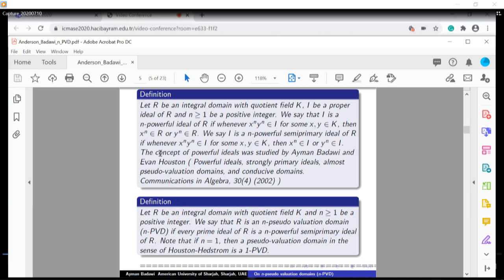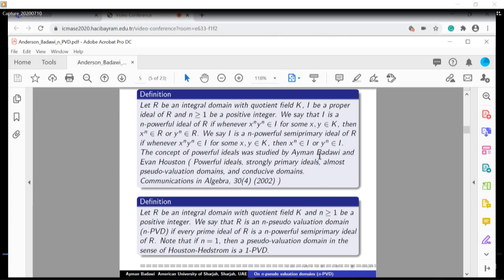And let me stop for a minute here. The concept of powerful ideal was studied by Ayman Badawi and Evan Houston in this paper in 2002. So when n equals 1, this is what is called a powerful ideal. So powerful ideals are just 1-powerful ideals. So in this paper we also generalize the concept of powerful ideal.